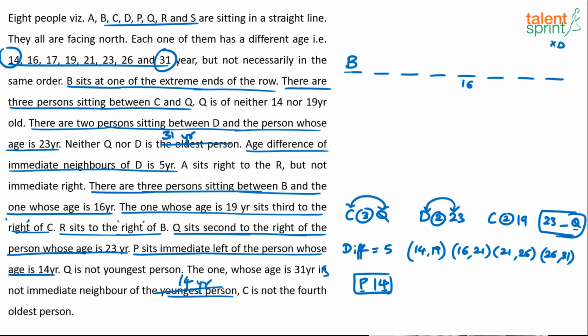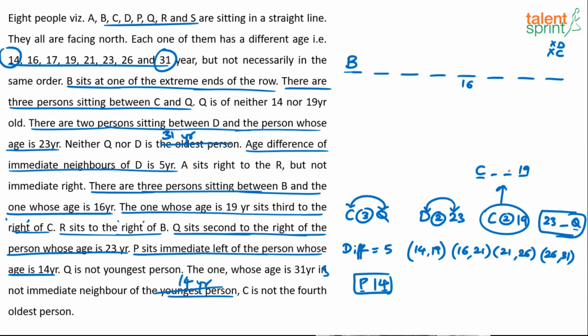Now let me tell you some hidden clues here, right? For example, I would like to focus on the position of C. Where can C come? Can C come in the extreme right position? No, it cannot. Why? Because C is third to the left of 19, or 19 is third to the right of C. If you try to look at this arrangement, how would this look like? C dash dash 19. You understand? 19 dash dash and then C from right to left.